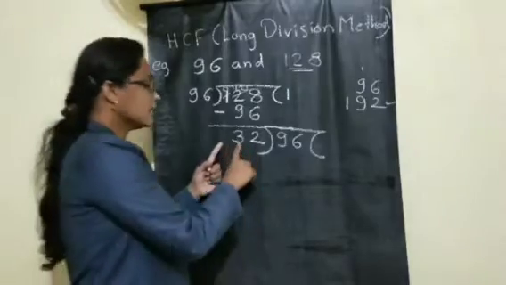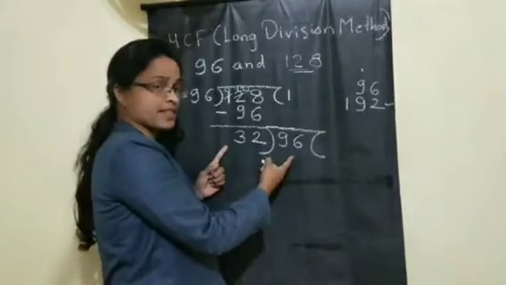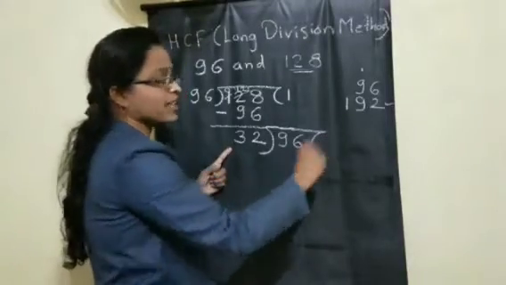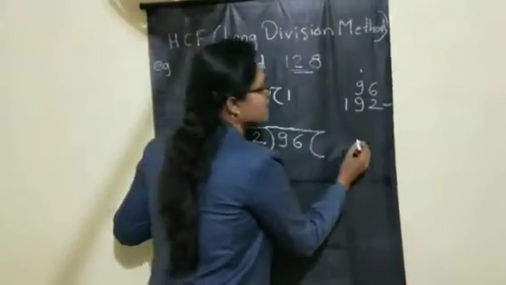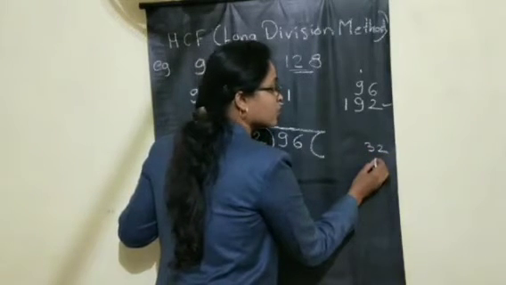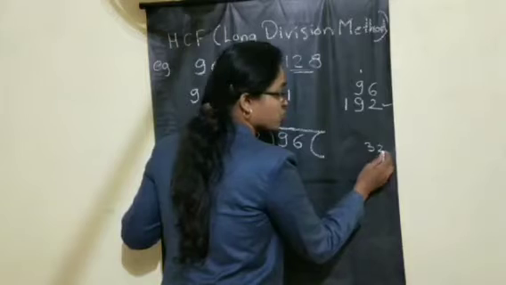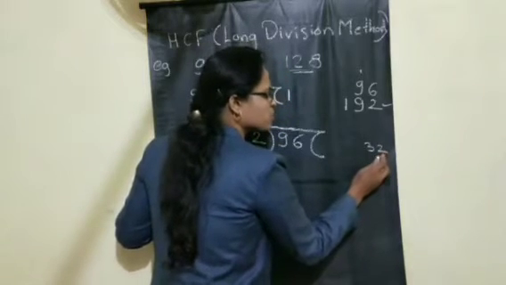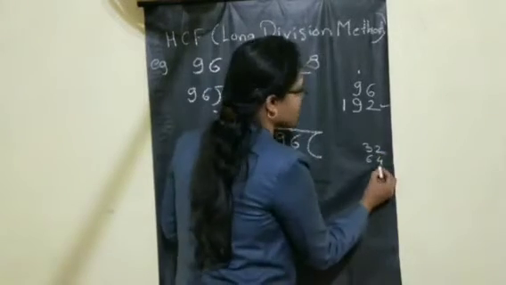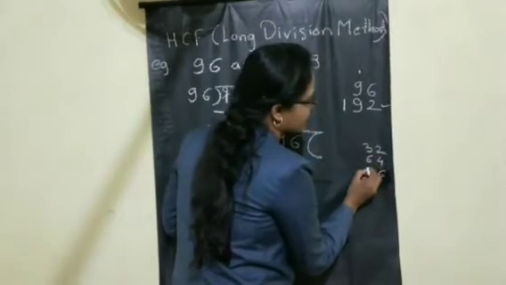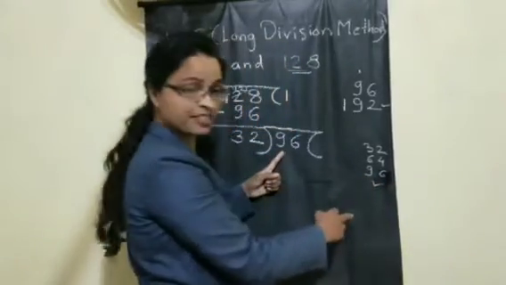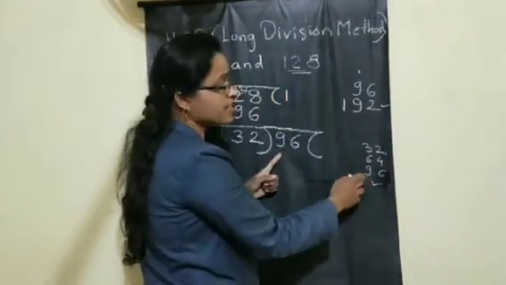Now in the 32 table, 96 is present. Orally you can do it, no problem. Otherwise solve and check here. 32 ones are 32. 32 twos are how much, children? 32 twos are 64. See, 2 twos are 4, 3 twos are 6. 2 threes are 6, and 3 threes are 9. So automatically we got 96 here, and 96 is present here.